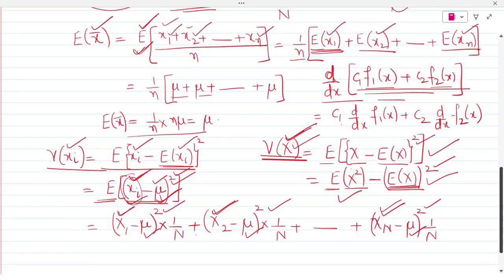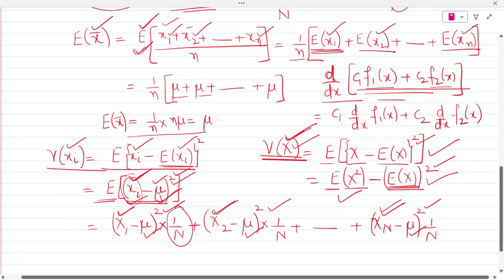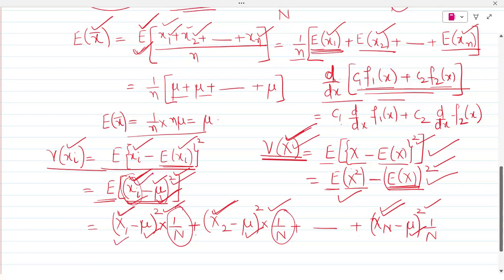Okay, so now what is this 1 by n? The corresponding probability. What corresponding probability? That this xi takes the value capital X1 or capital X2, and so on. It means that we are selecting one single observation out of a total of how many? N. And that probability is 1 by n.